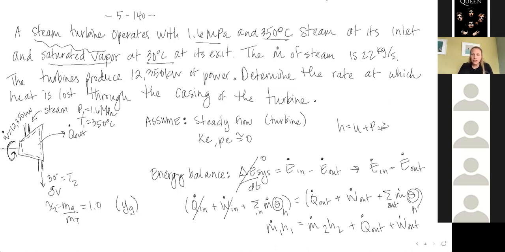So now we have this equation. Our mass flow rate at point 1 times our enthalpy at point 1 is equal to our mass flow rate at point 2 times our enthalpy at point 2 plus our heat over time coming out, plus our work over time coming out.